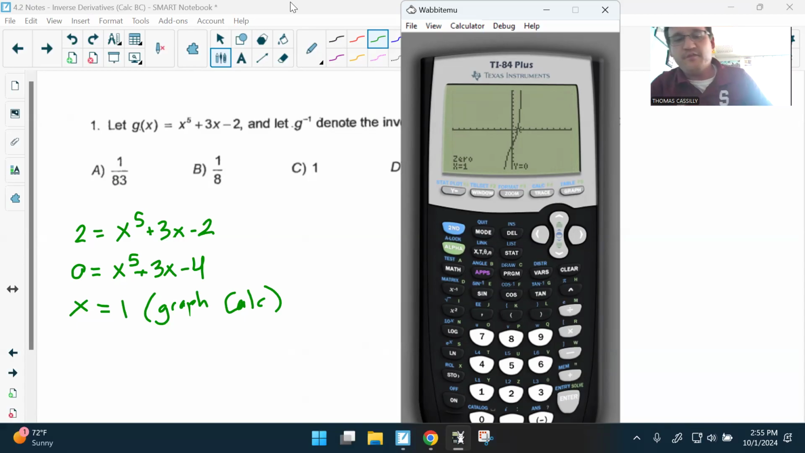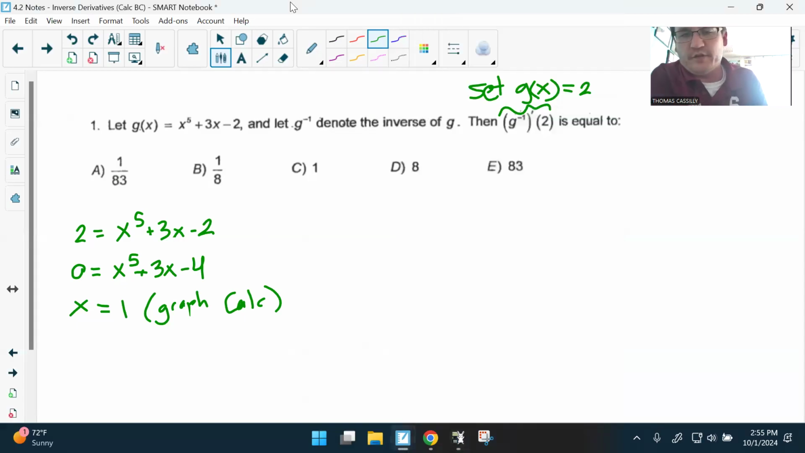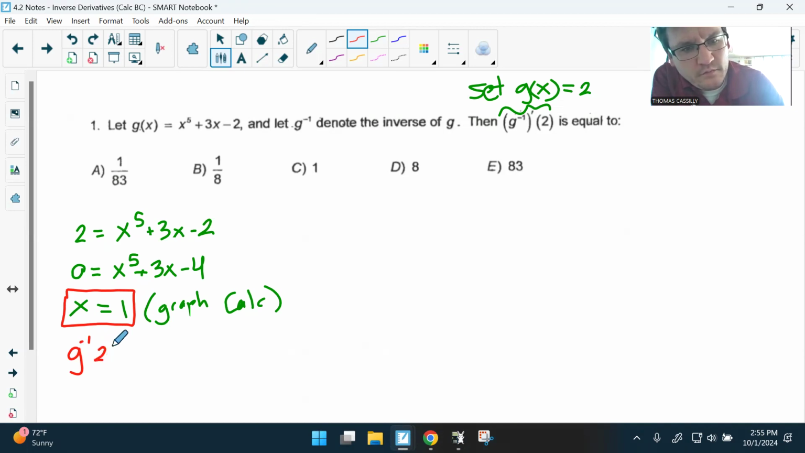Now, this does factor into something. I don't know what it is. I don't really care what it is because I'm just after that solution, that zero there. All right. So we know x equals 1. This is the solution to g to the negative first power of 2. All right. That equals 1.